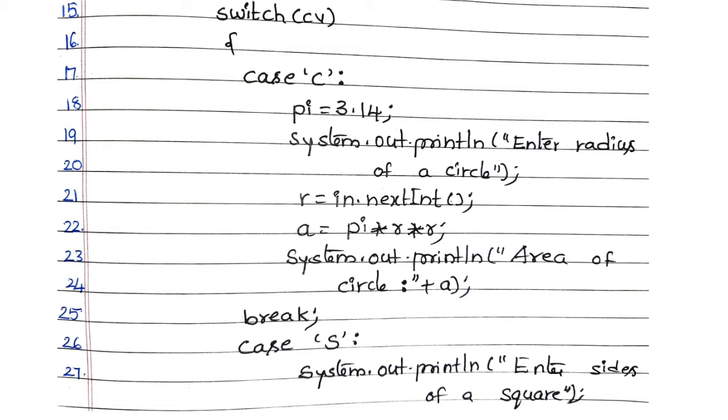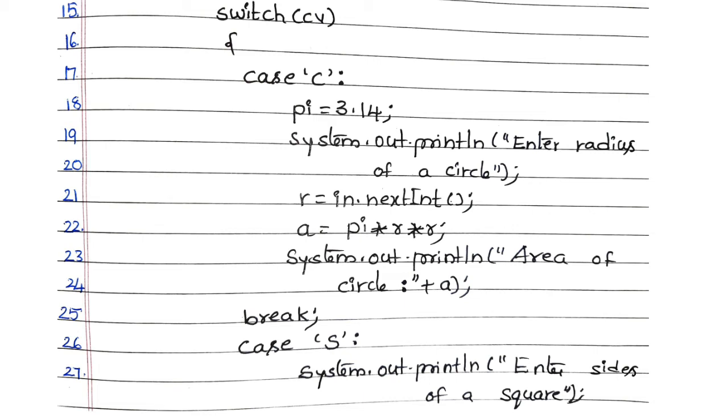C is meant for circle. That's why the first statement is the constant pi = 3.14. Now, here I would like to read the value for the radius of a circle. That's why I have written enter radius of a circle, and r = in.nextInt. Here I am reading a value for the radius. Now I am going to calculate the area: A = pi * r * r. Here I have calculated the area and I am going to display this area in the output statement.